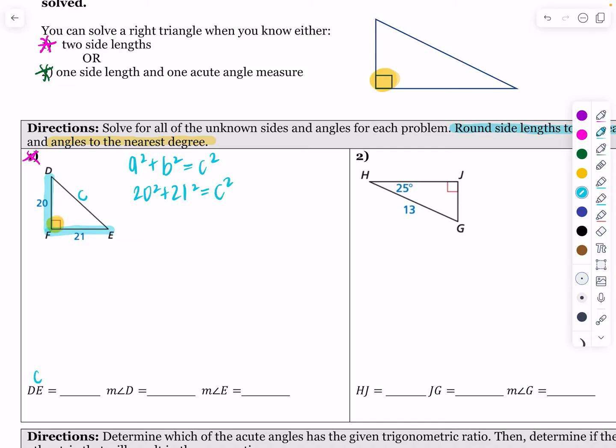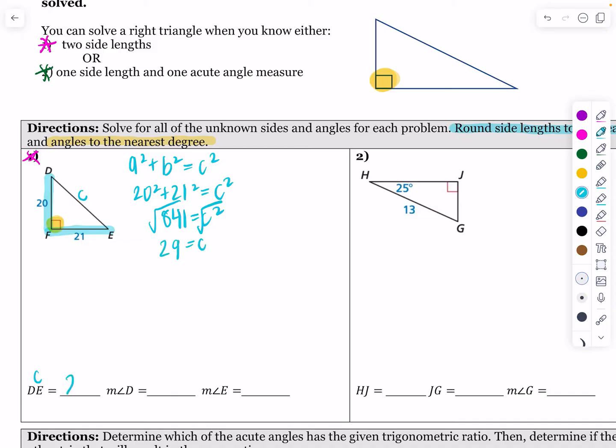When we type that in, 20 squared plus 21 squared is 841. That's what c squared is equal to. So we're going to take the square root of both sides. And I believe that happens to be a perfect square. It is. So that is going to have a length of 29.